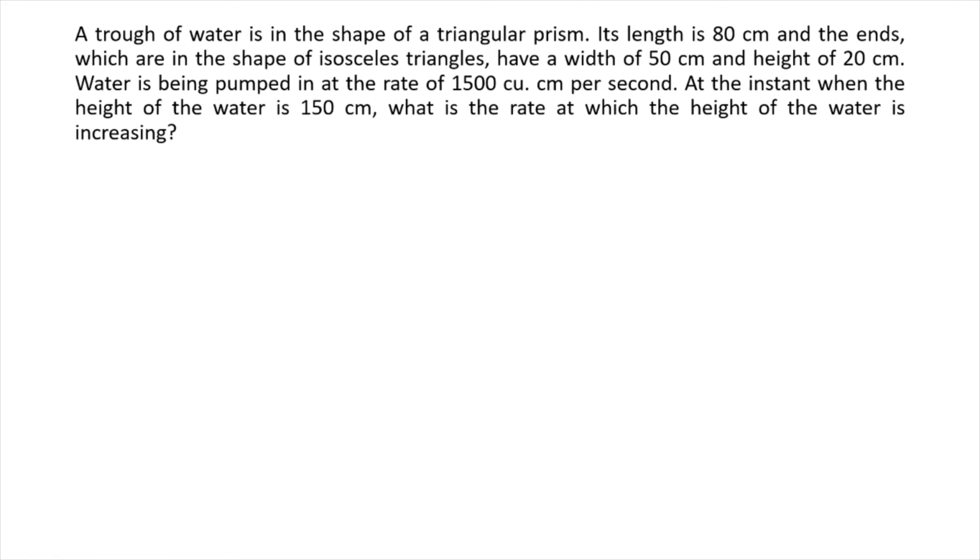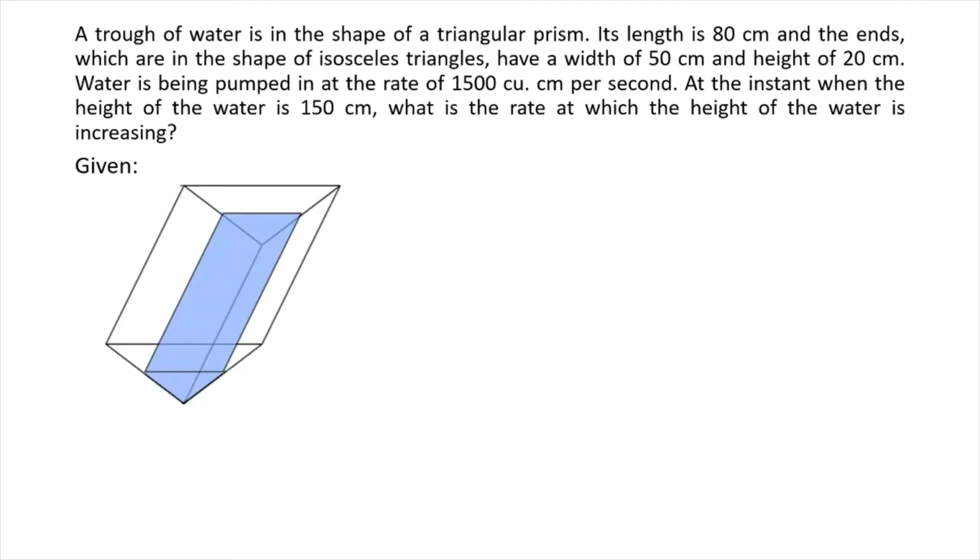Okay, so we have a trough of water in the shape of a triangular prism. So it looks like this one. Its length is 80 centimeters. So this is 80 cm. And the ends, this is talking about the base of the triangular prism. So it's in the shape of an isosceles triangle, having a width of 50 cm. So this is 50 centimeters and a height of 20 centimeters. So this is 20 centimeters.